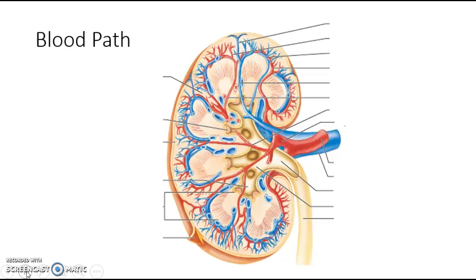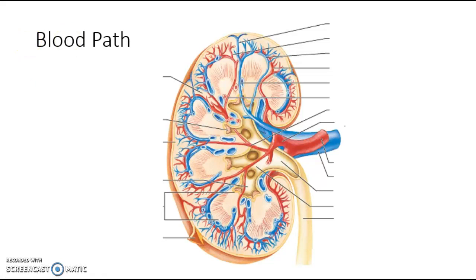Turning the page in your handout after you've answered those 3 questions, you'll see this image here. We're going to be looking at the blood path going into and out of the kidney, which only makes sense considering that the kidneys filter contents from our blood that later become part of our urine. So we should understand the flow of blood through the kidney.